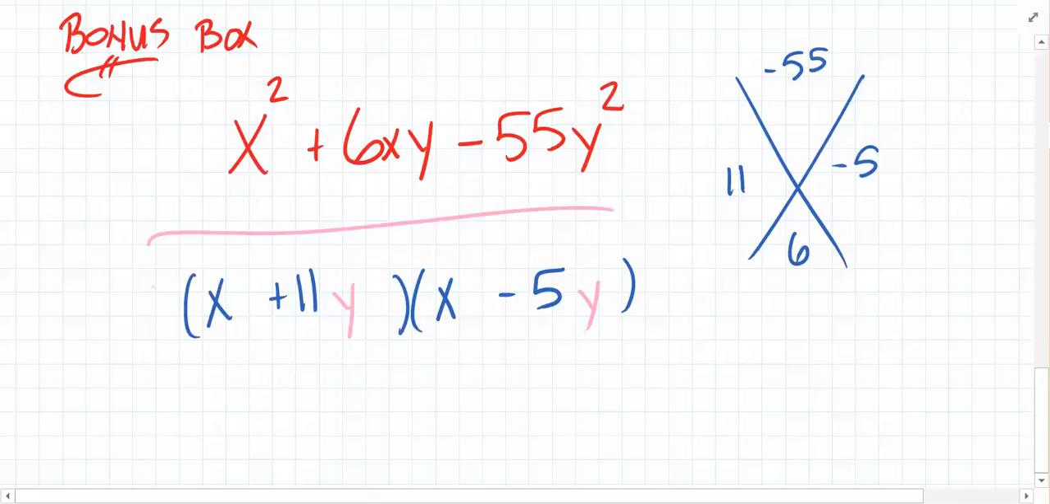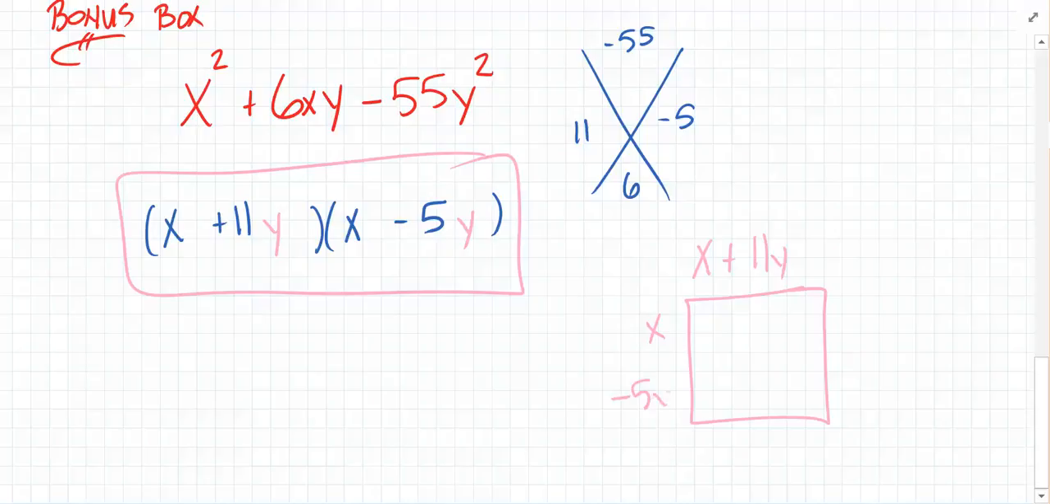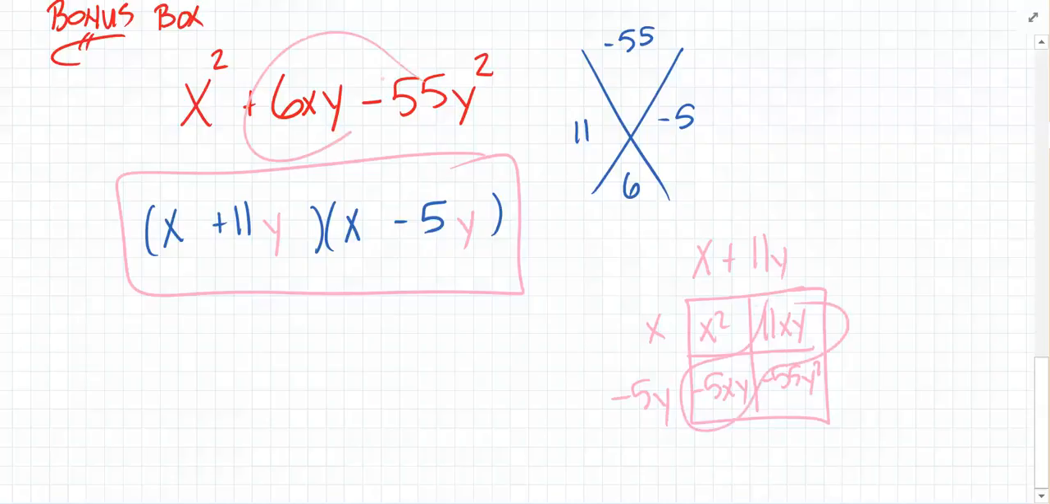There's your answer. Now watch, this does work, because if I did the box method, if I did x plus 11y and I multiply that with x minus 5y, look what we're going to get. We're going to get x squared, 11xy, negative 5xy, and negative 55y squared. If I add those together, look what I get. There's my positive 6xy. So it can be done with two variables as well.